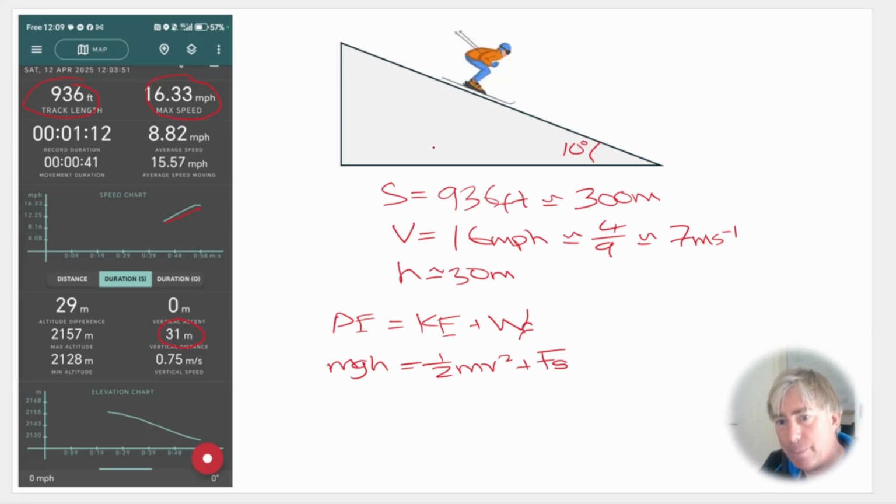I'm going to put some annotation on my diagram. So what we do know is there's an mg acting downwards. Okay, I also know at 90 degrees there's a normal reaction force, we call that R, and against this we have F equals mu R, which is our frictional force, and mu is the value we're looking for, the frictional coefficient of snow, or skis on snow. So if we continue our triangle here, this is the angle 10 degrees, which is going to be the same as our slope angle.